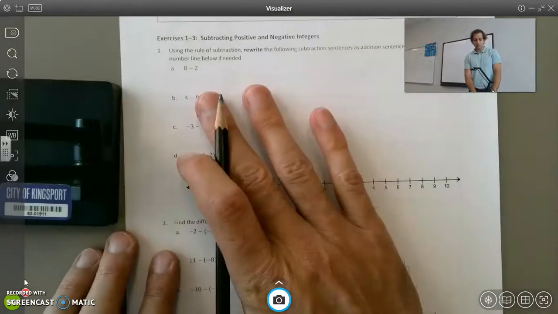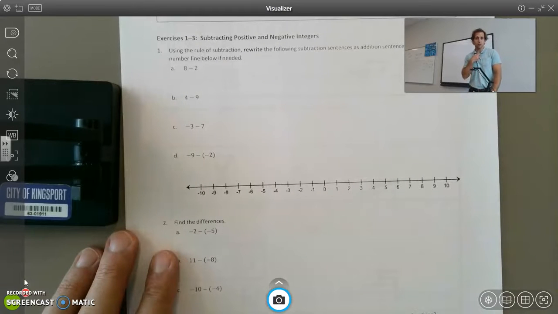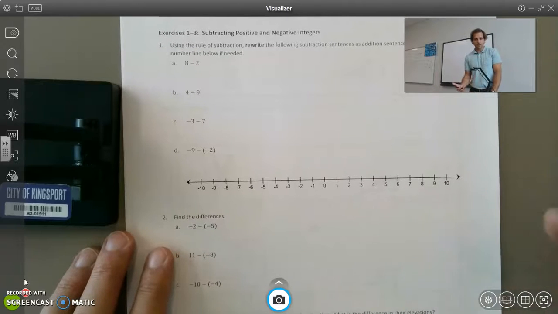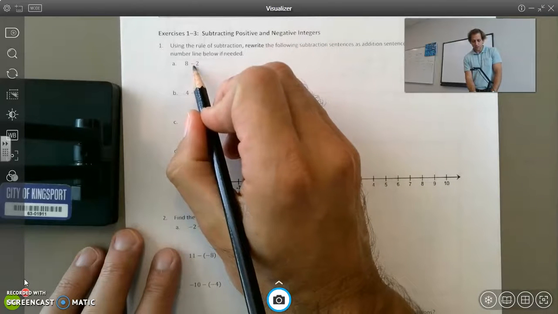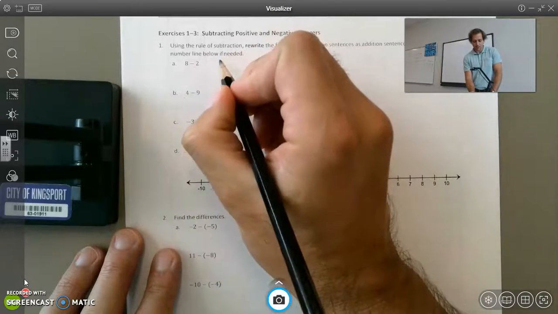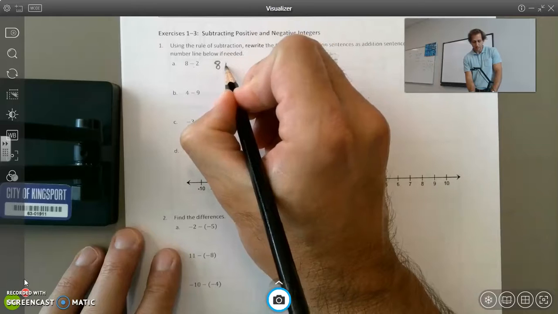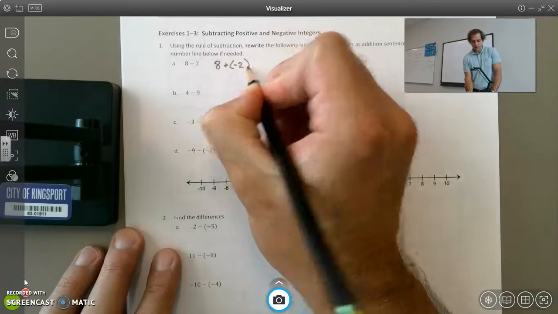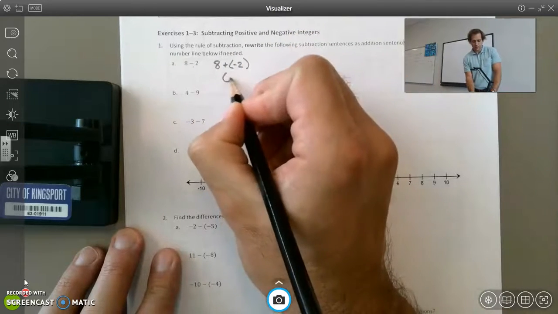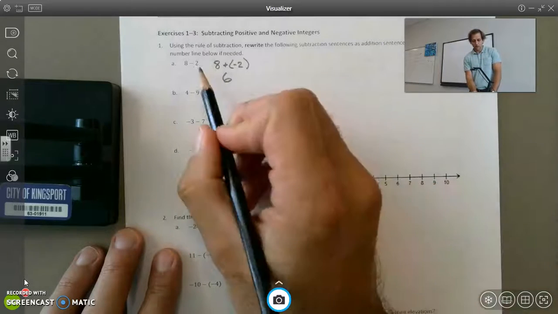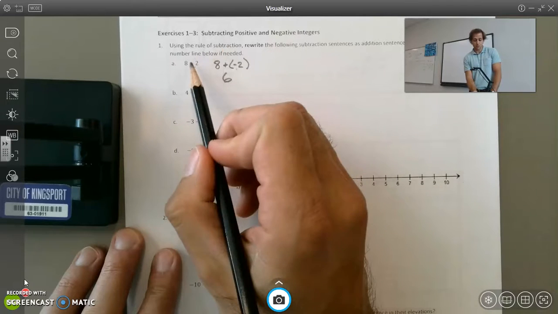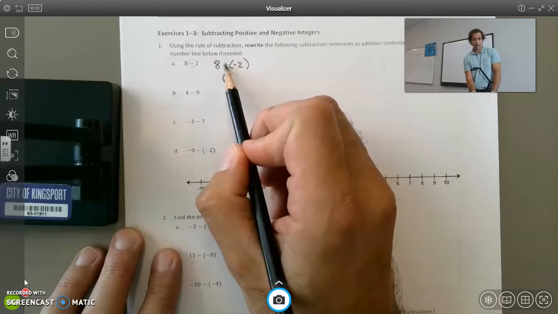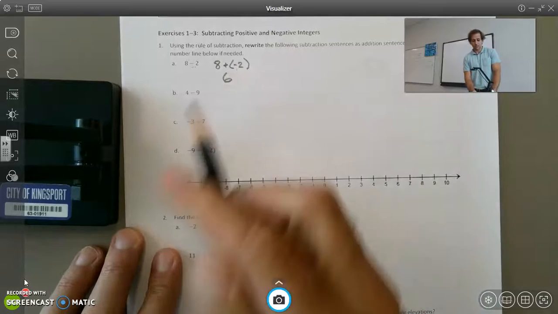A is a simple problem that you should be able to think through on your own. 8 minus 2 is 6, right? So we want to look at it through 7th grade eyes now. 7th grade eyes would say, well, subtraction is the same as adding the opposite, so I want to rewrite this as 8 plus negative 2. 8 to the right, 2 to the left, that is 6. So 8 minus 2 and 8 plus negative 2 are the same, because subtraction is the same as adding the opposite. The opposite of 2, negative 2.